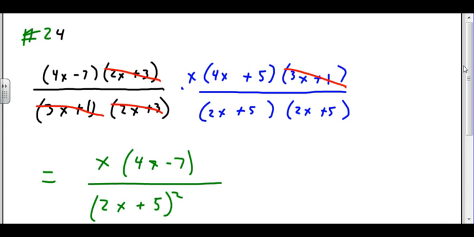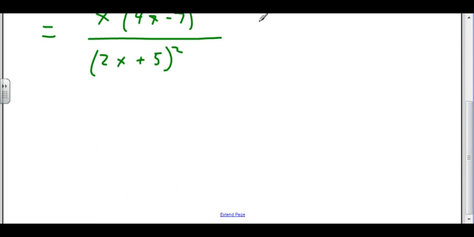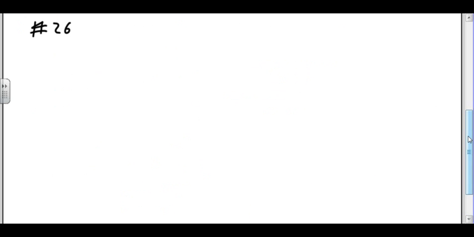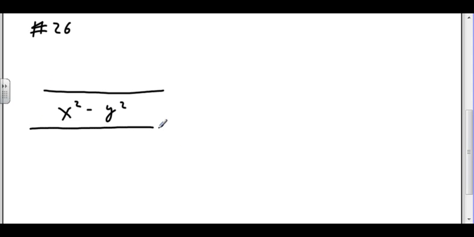26 looks like there's no way we can get it because no matter what we do, we're going to write it down wrong. Number 26. All right, so the common denominator is going to be x squared minus y squared. And the common denominator of the other guy on the bottom is x squared minus y squared.